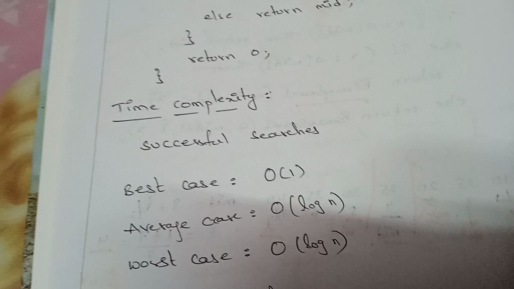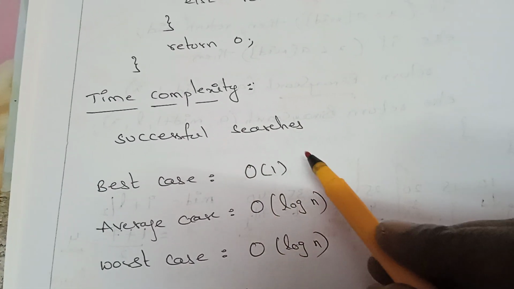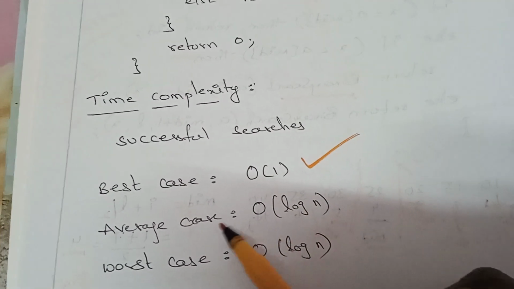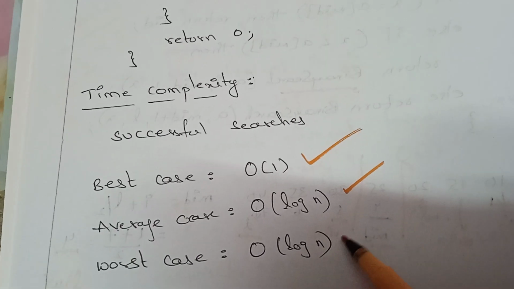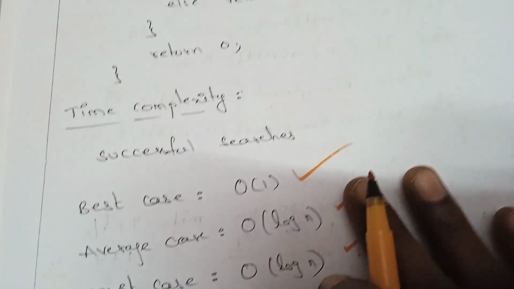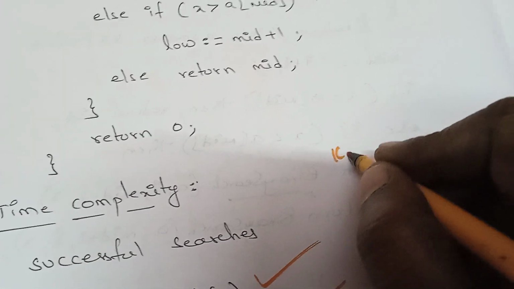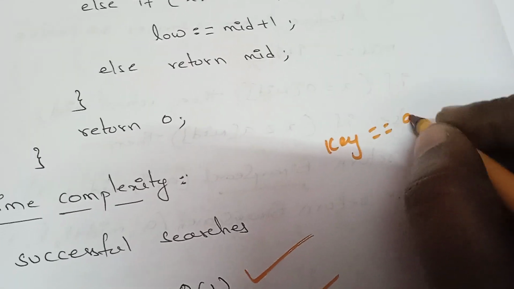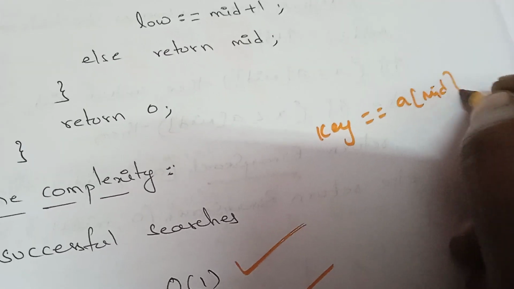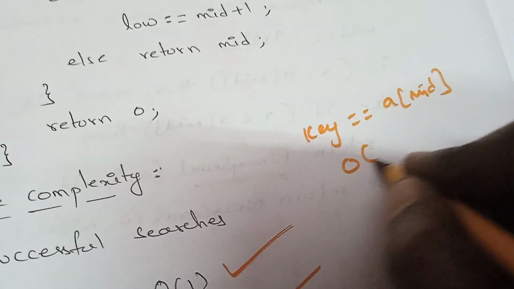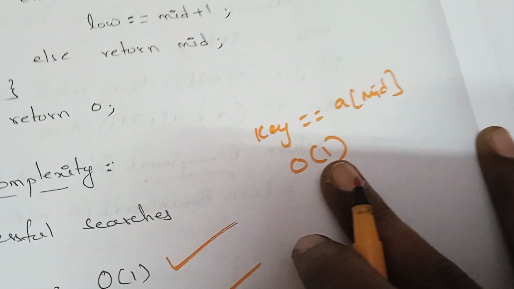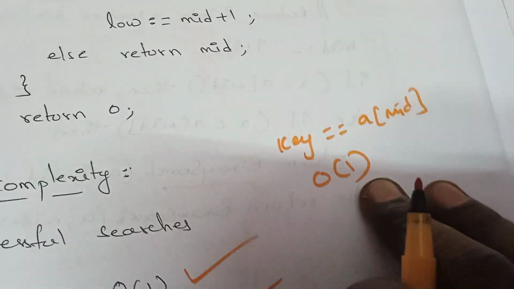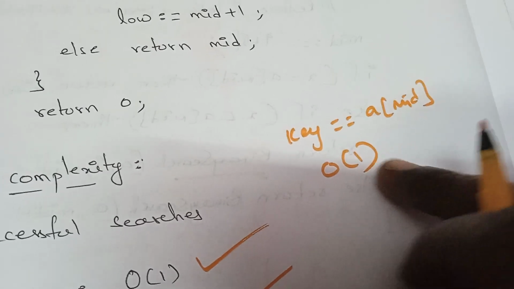Now the time complexity. For successful searches, the best case is big O of 1, the average case is big O of log n, and the worst case is big O of log n. It means if the key element I am searching for is found in the middle position, I found my element in the first hit only. So the time required to find the key element is 1 cycle.